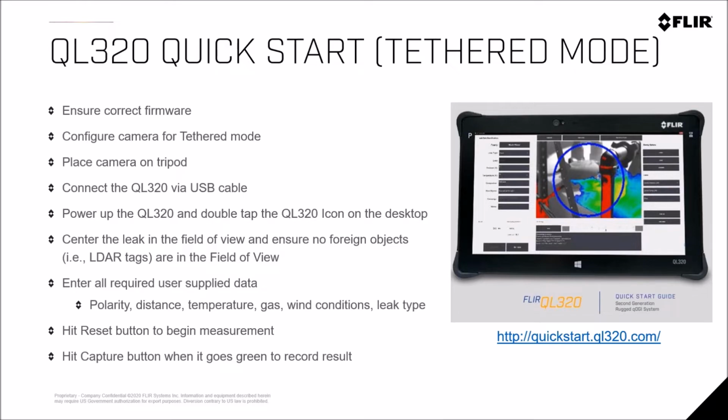It goes over everything, understanding how to ensure you have the correct firmware, what needs to be in the camera, and where to go look for that firmware, how to configure the camera. And you'll see a number of mentions of ensuring that you're using the camera on a tripod, connecting the USB cable, launching the app itself, which we'll show you when we get into some live training, and then adding a lot of that user data that's necessary, and then how to save that data with the capture button.